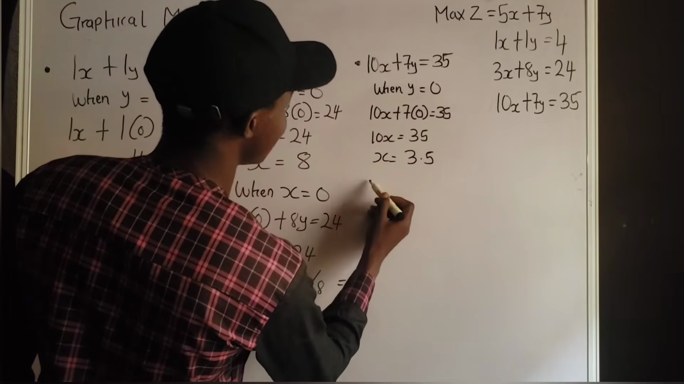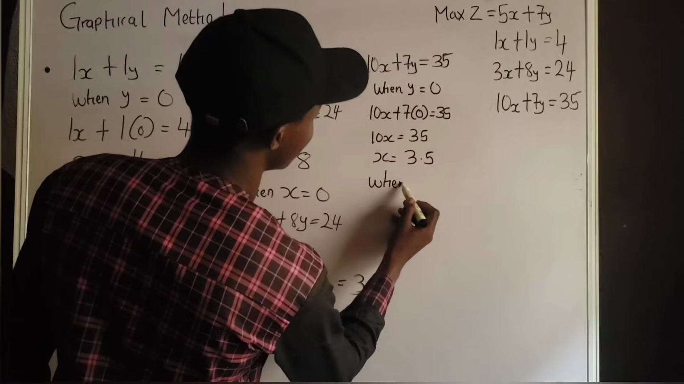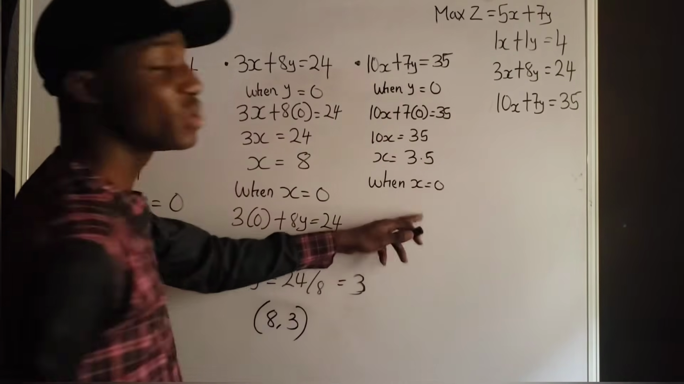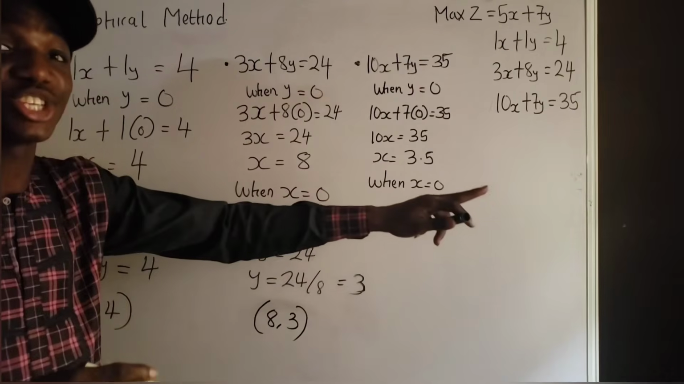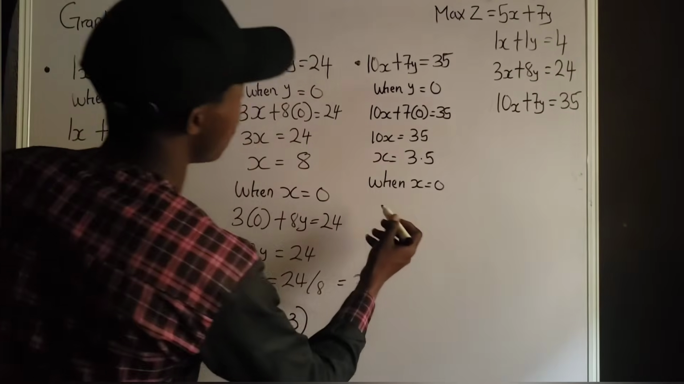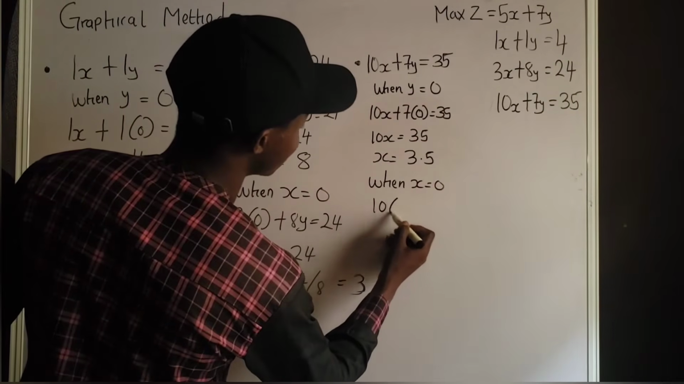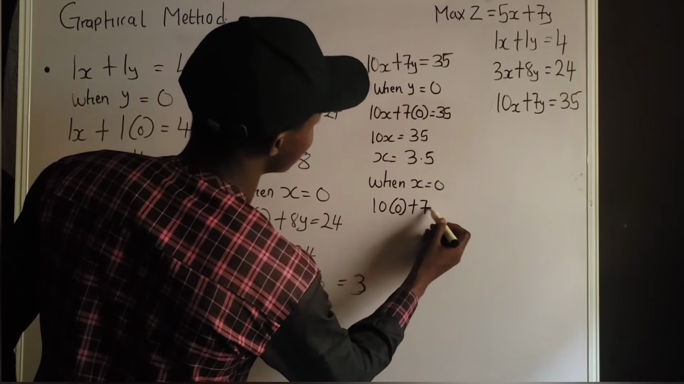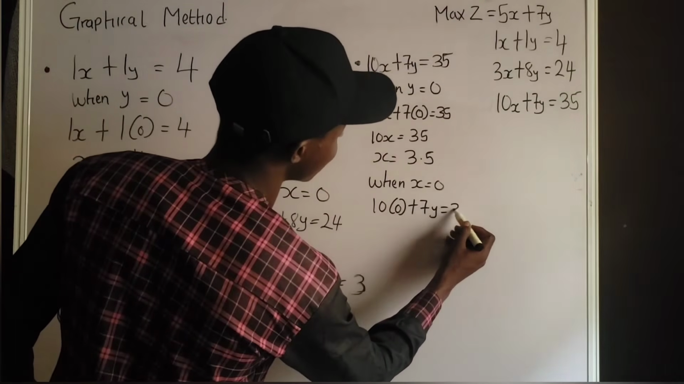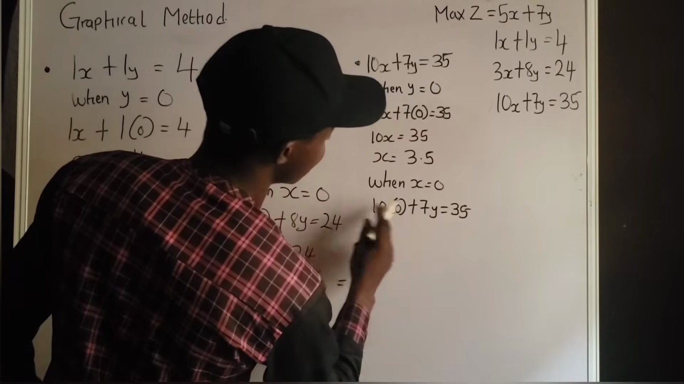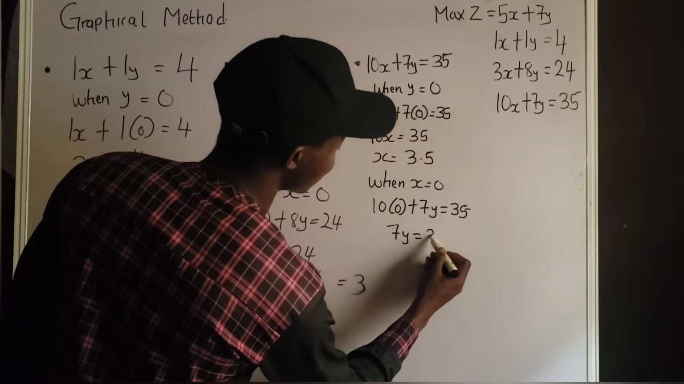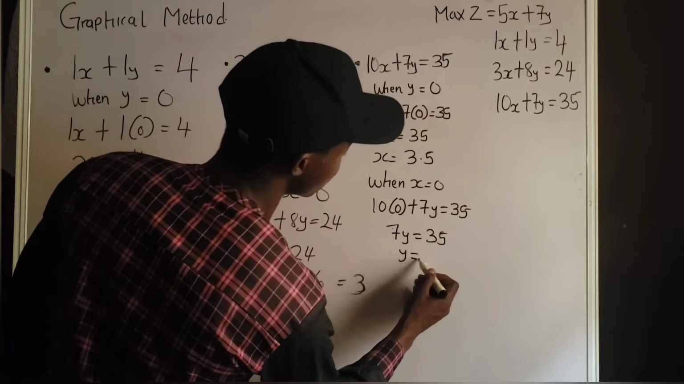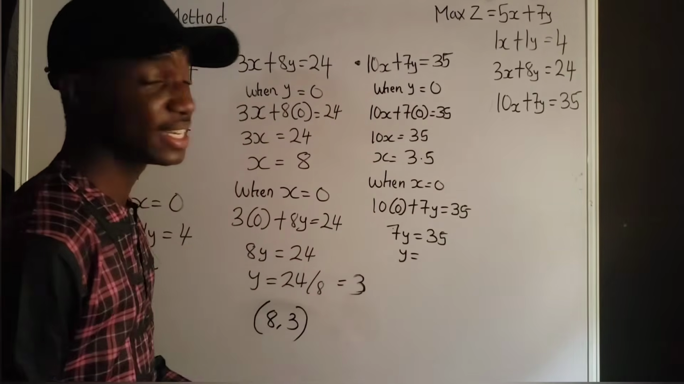And when y, let's assume that the company is not producing any unit of product x on machine 3. You get what I'm saying? So we are going to have 10 into bracket 0 plus 7y is equal to what? 35. So 10 multiplied by 0 is what? 0. So I'm going to have 7y is equal to what? 35. y is equal to 35 divided by 7, that is 5.